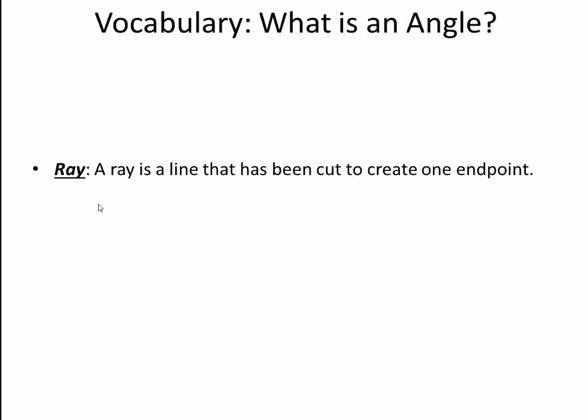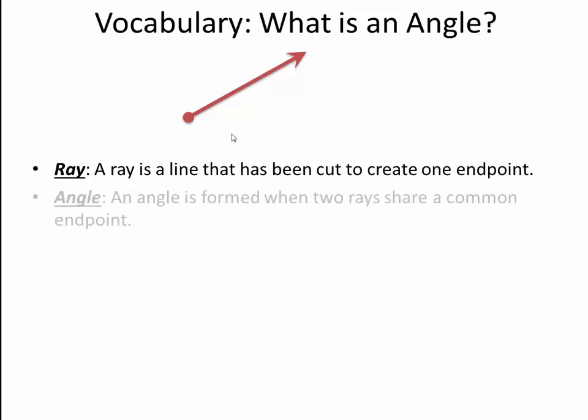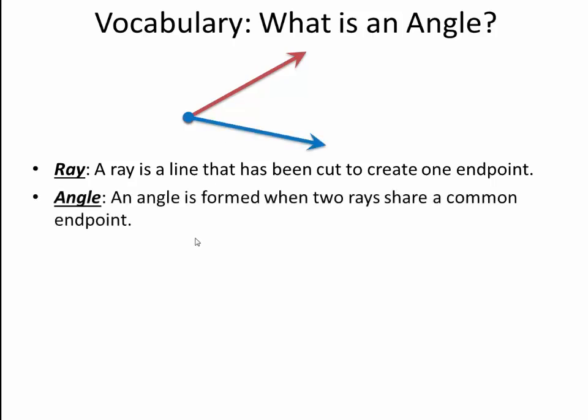The definition of an angle is going to involve a ray, so we have to refresh the idea of a ray. A ray is a line that has been cut to create one endpoint. Notice the left-hand part here is an endpoint, whereas the right hand is an arrow indicating that it goes on infinitely long. An angle is then formed when two rays come together to form a common endpoint. They then become coplanar, and their structure as an entire entity is called an angle.